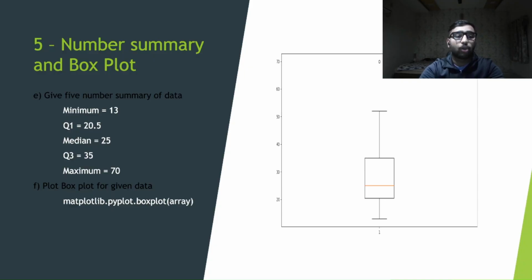Part F, plot the box plot for given data. So box plot basically plots this 5-number summary on a graph. I have plotted this box plot, as you can see here. I have plotted it using Python language, using Matplotlib library of Python, using function matplotlib.pyplot.boxplot, and I have passed the argument array. Here array refers to the numpy array containing our distribution.